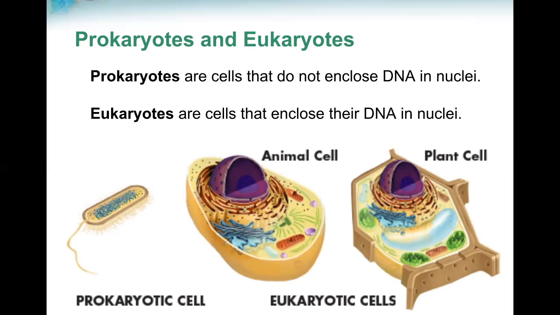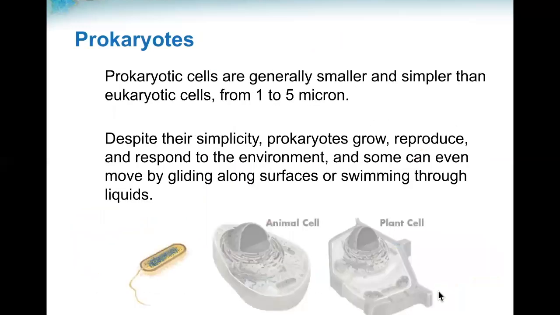Prokaryotes are cells that do not enclose DNA in nuclei. Eukaryotes are cells that enclose the DNA in nuclei. Here are the prokaryote cells, and here are the eukaryote cells, an animal cell and a plant cell. Prokaryote cells are generally smaller and simpler than eukaryote cells, from 1 to 5 micrometers. Despite their simplicity, prokaryotes grow, reproduce, and respond to the environment, and some can even move by gliding along surfaces or swimming through liquids.